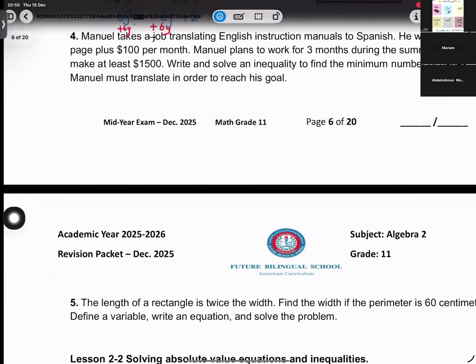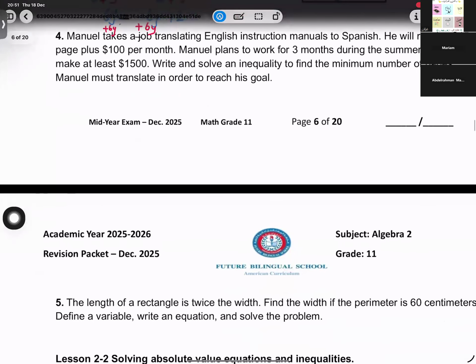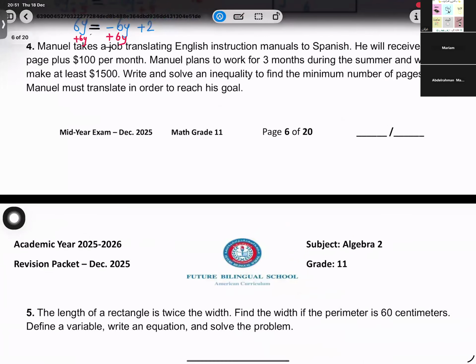Manuel takes a job translating English instruction manuals to Spanish. He will receive $15 per page plus $100 per month. Manuel plans to work for 3 months during the summer and wants to make at least $1,500. Write and solve an inequality to find the minimum number of pages Manuel must translate in order to reach his goal.